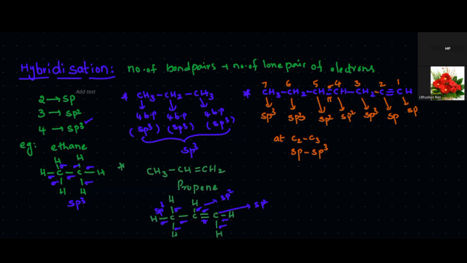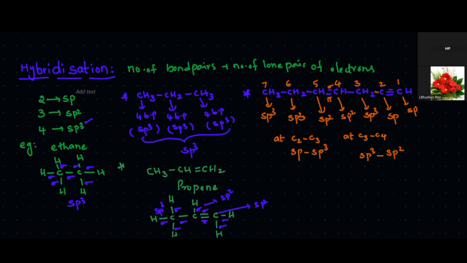At C3, C4 carbon atoms. C3 carbon is sp3 again, so this one is sp3. The adjacent carbon is the 4th, and it is sp2 hybridized. So this combination is the sp3, sp2 hybridized combination.